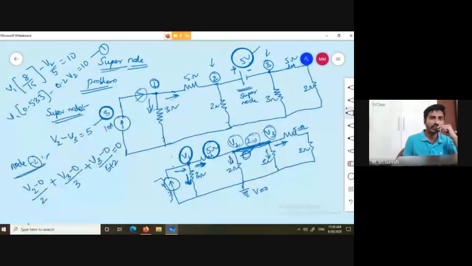Because any elements connected to this particular node V3. So this is the second node. That means we are combinedly writing it for second node and third node. Why? Because we are making V2 equals to V3, so we are writing it for V2 and V3. Now this is for node equation 2 and 3. We are making V2 equals to V3. Remember that point. But we don't know exactly what is V2 and what is V3. We have to calculate.